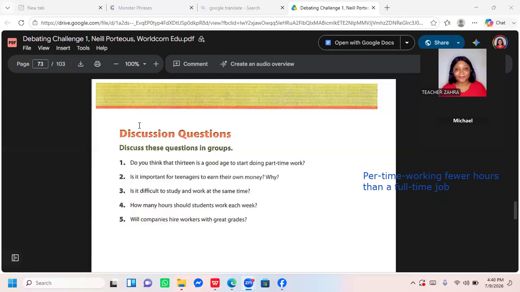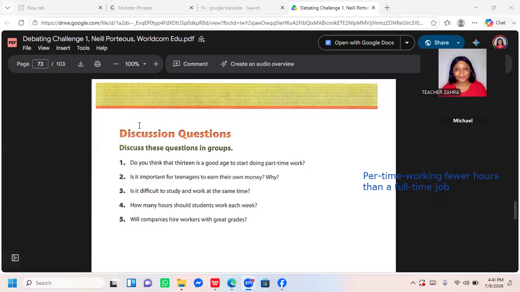So working and studying at the same time can sometimes be difficult. Why? Because students have to balance their schoolwork and their job. And sometimes they may feel tired and have less free time because most of their time they are either working or they are studying. So they may have less free time and they may feel tired. So it may be difficult for students to work and study at the same time. Okay, sometimes it's difficult. All right.